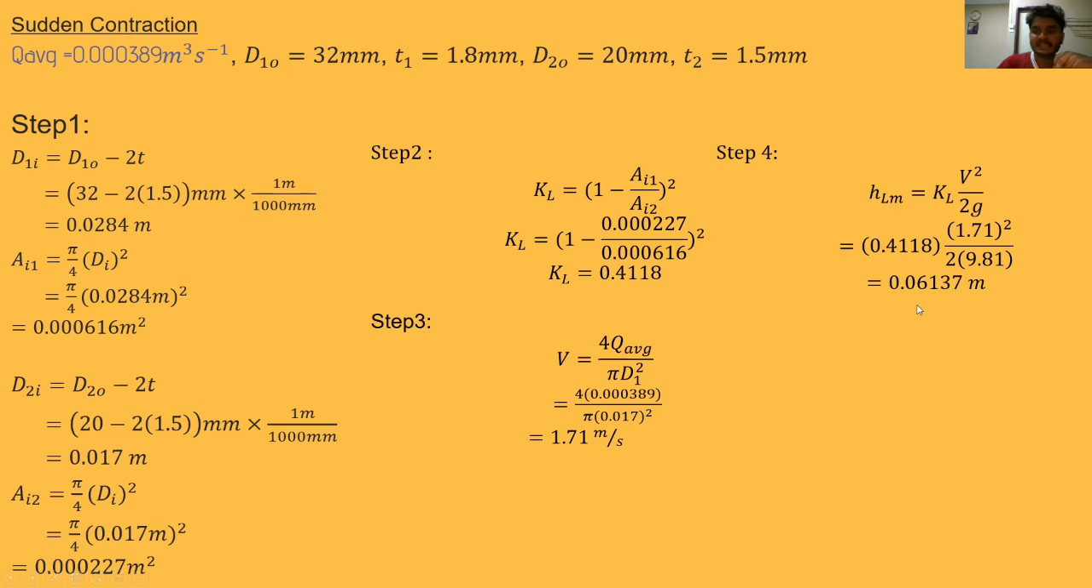We can see that the final value is just the same, no matter whether it's going one way or the other way, which is going on sudden contraction or sudden enlargement. The value of head loss for the same particular type of diameter is just the same.